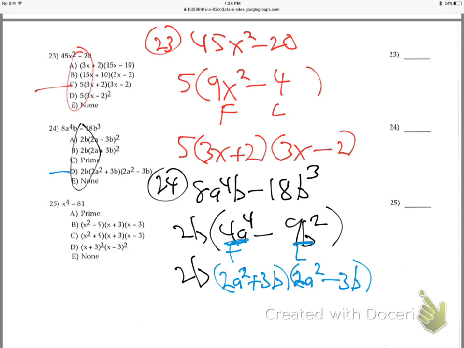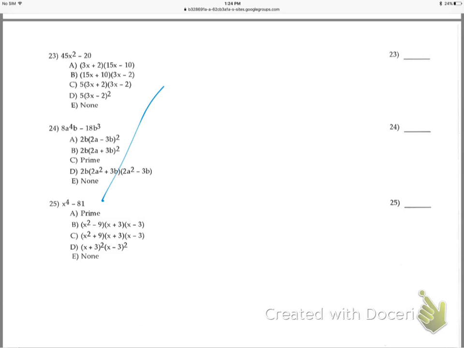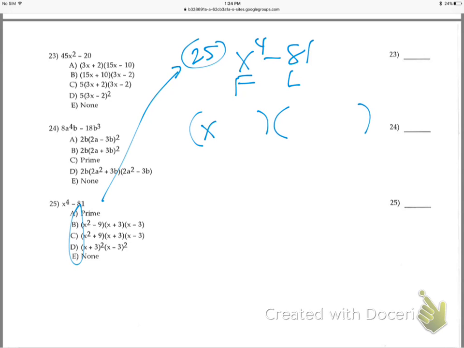Number 25. Bring it up here. 25 x to the fourth minus 81. Look, what's in common? Nothing. So it's an FL, huh? 2 parentheses, x squared, 9 times 9, 1 plus 1 minus, right? Positive 9 times negative 9 is negative 81. Good so far? Now the question is, can it go further?